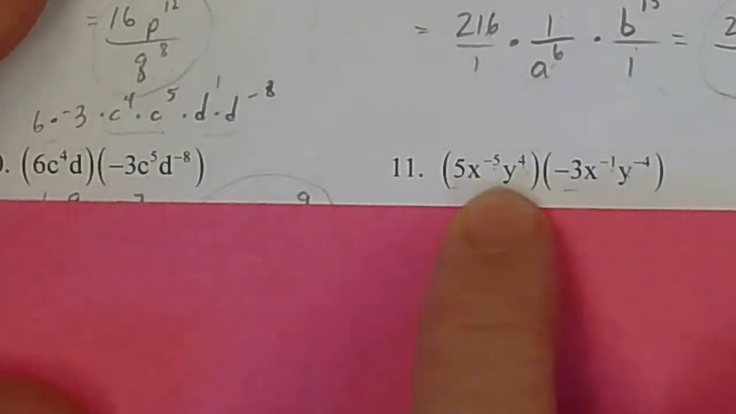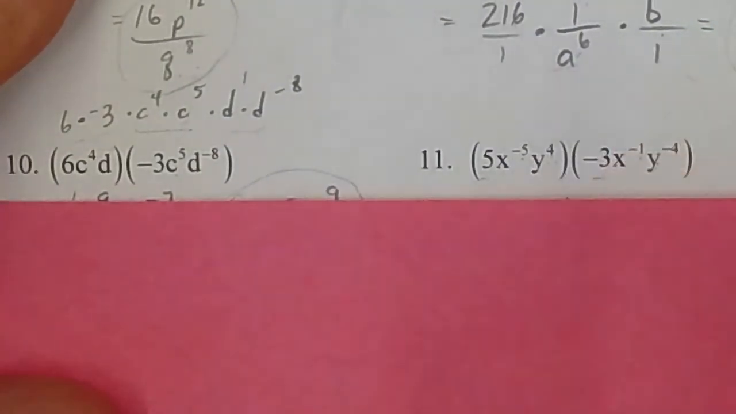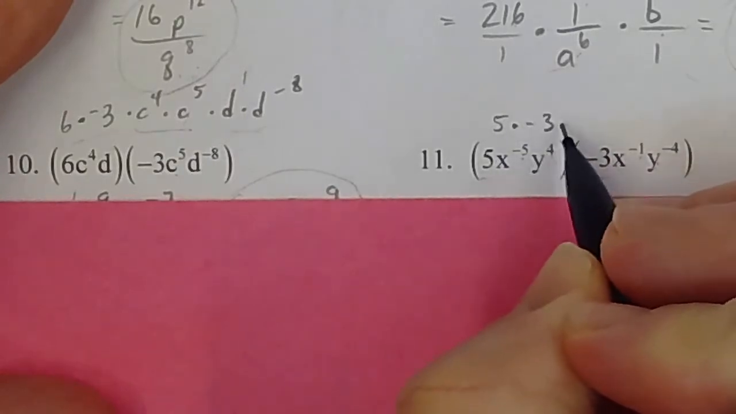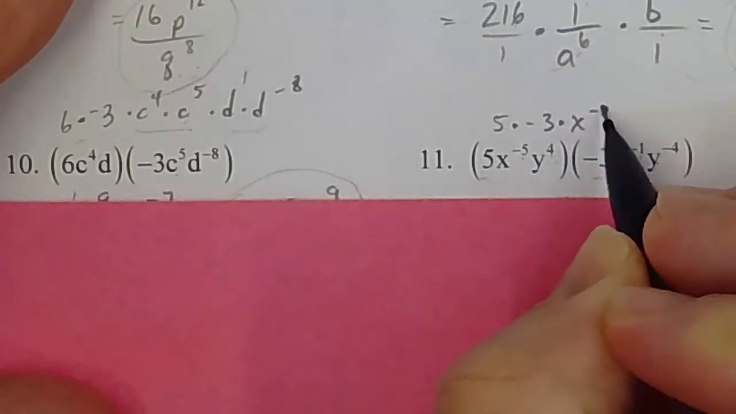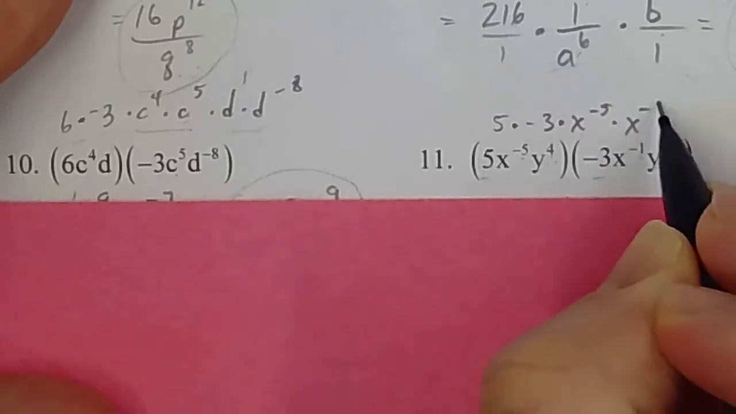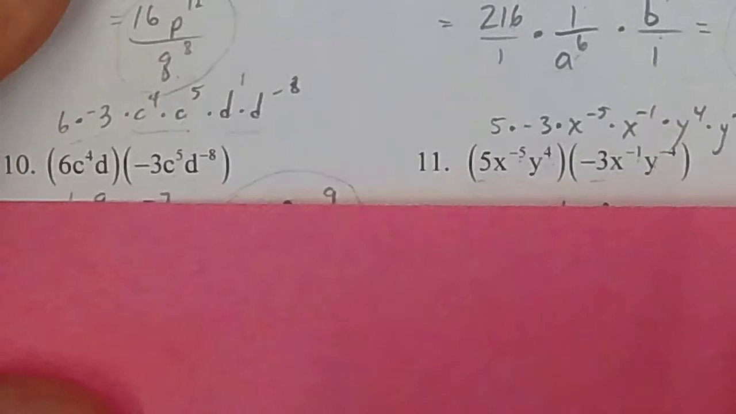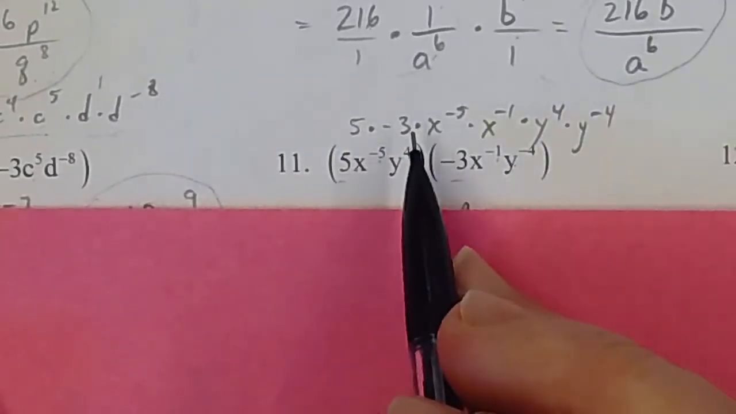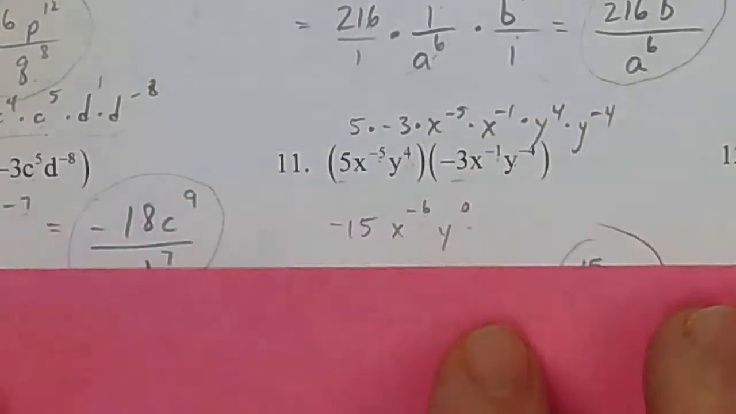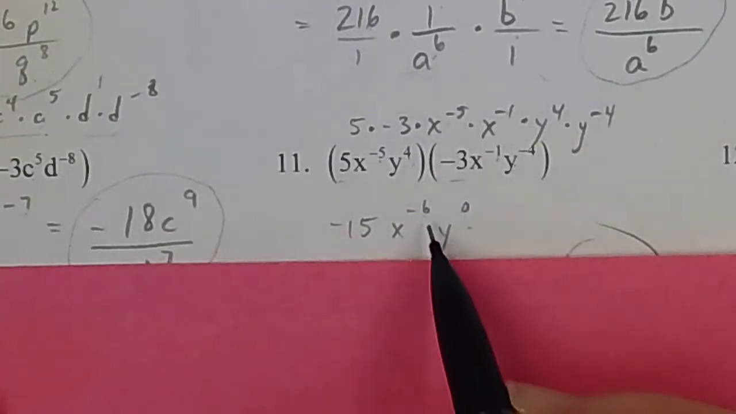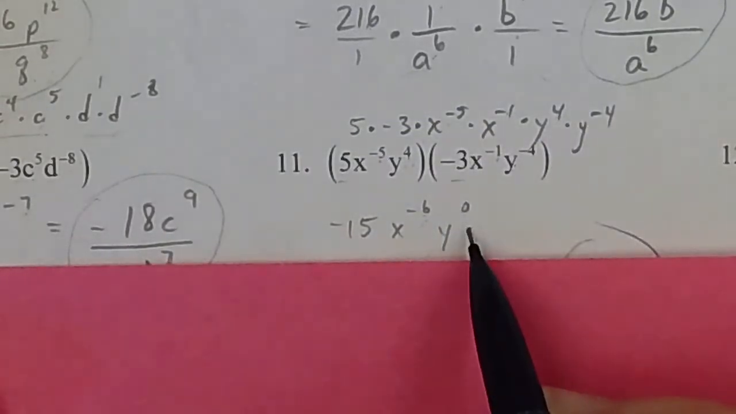Remember, it's just a multiplication of 6 things, so you can really just rearrange this however you want. So for example, I could do 5 times negative 3 times x to the negative 5th times x to the negative 1st times y to the 4th times y to the negative 4th, just to turn it into a bunch of little mini problems. Because 5 times negative 3 is negative 15. Here I add those together, get negative 6, and this gives me y to the 0.